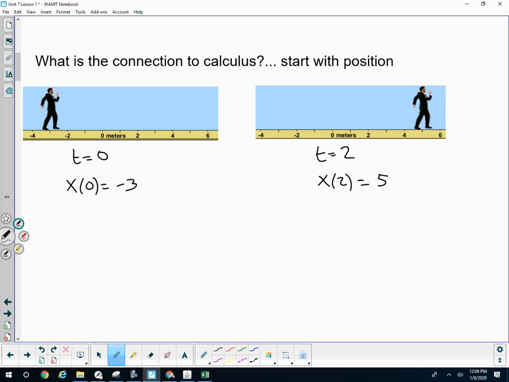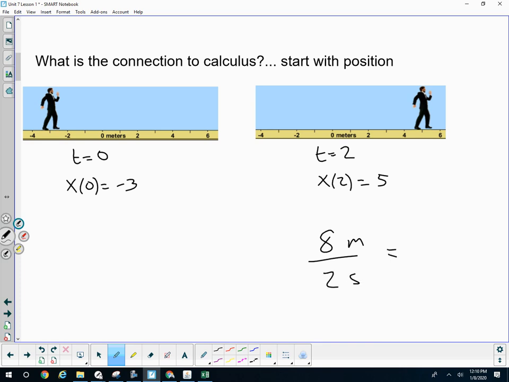How much has he moved? 8. What's the context of that 8? He's moved 8 meters over 2 seconds. Okay. So you guys instinctively go straight to he's traveled 8 meters. And the context is that he's traveled those 8 meters over these 2 seconds.